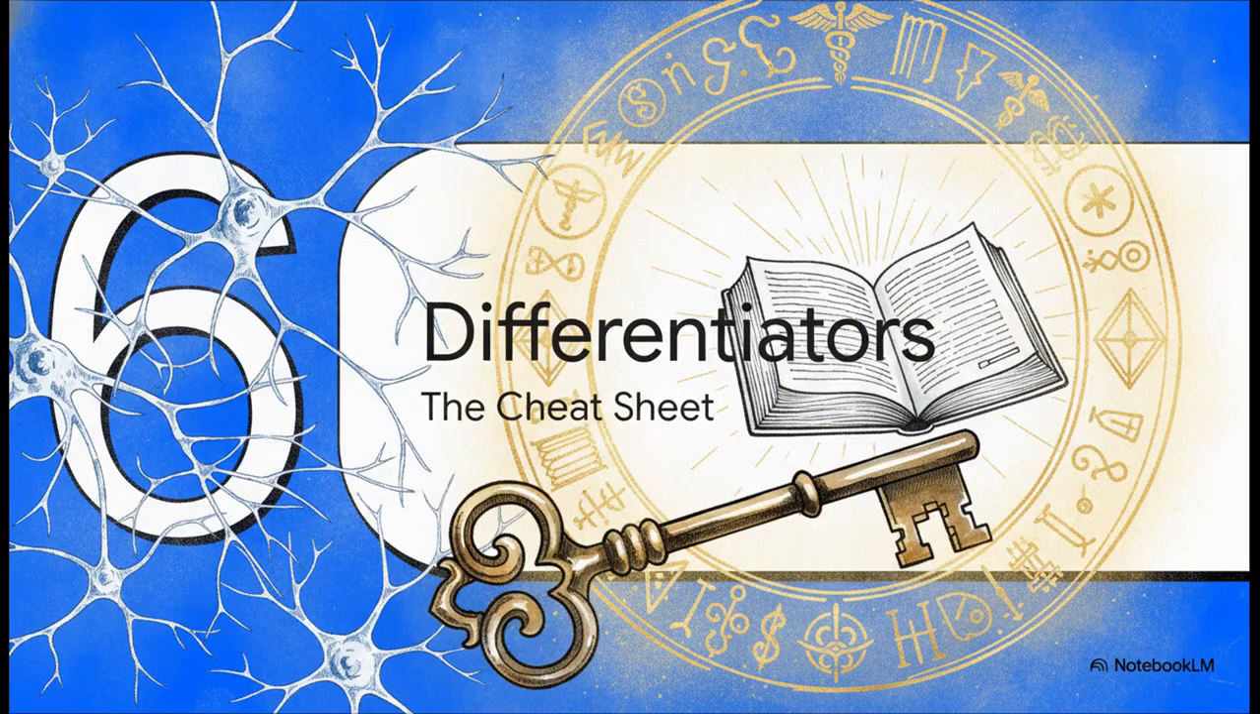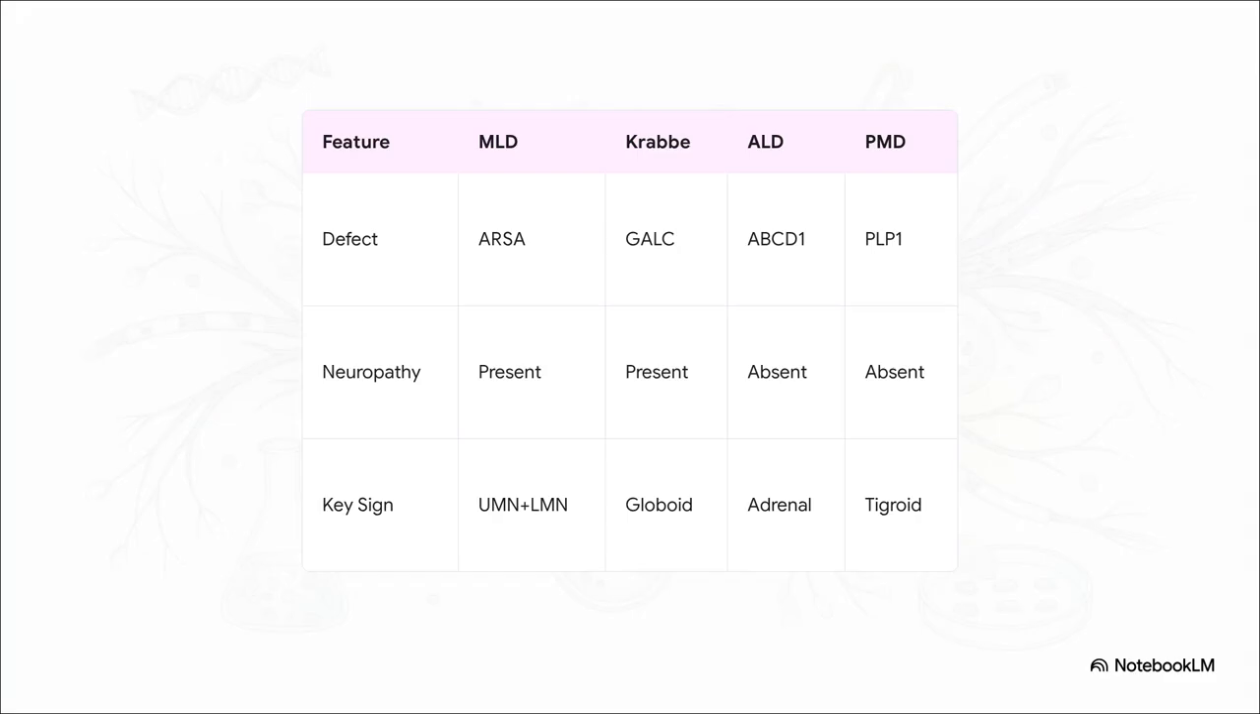Section 6, the leukodystrophy differentiators. This is pretty much the holy grail cheat sheet of our explainer. It'll differentiate MLD from the rest of the pack so you never get confused on exam day. I want you to mentally photograph this comparative table. It will visually resolve almost every single leukodystrophy comparison question you're ever going to face.